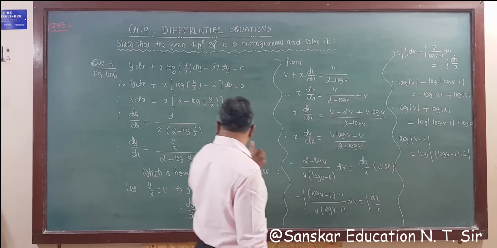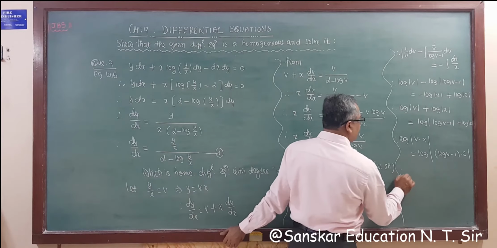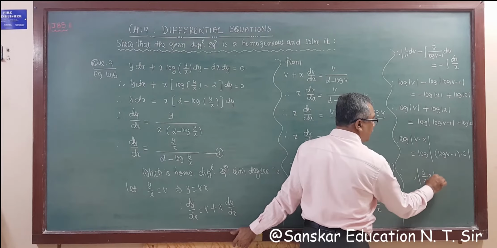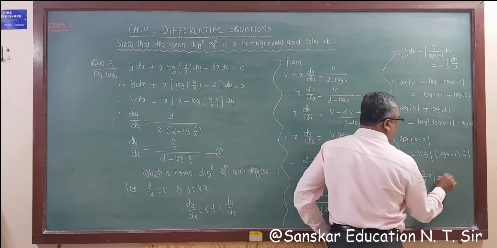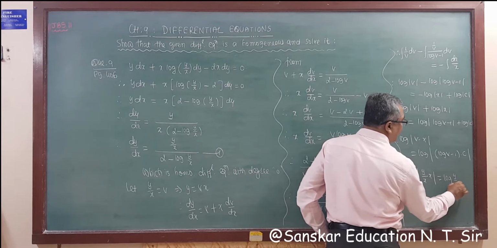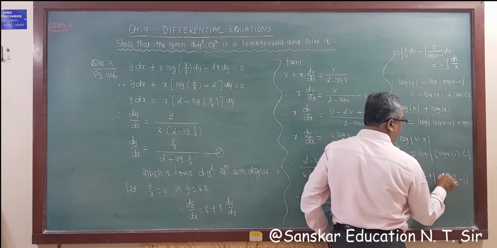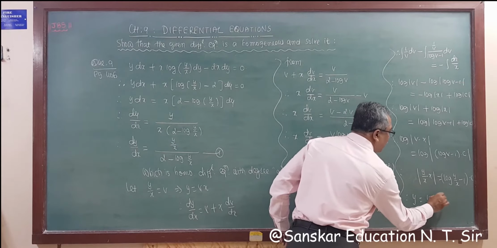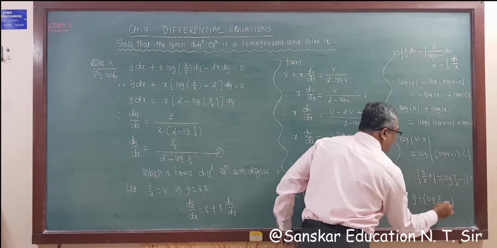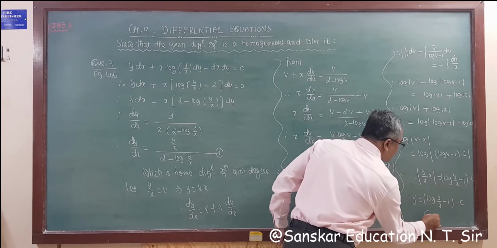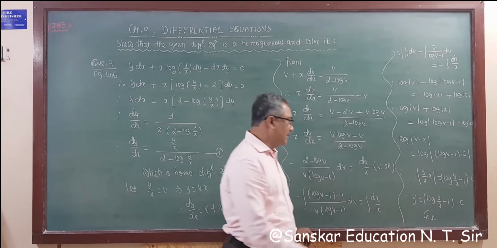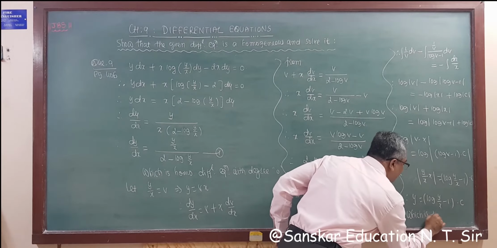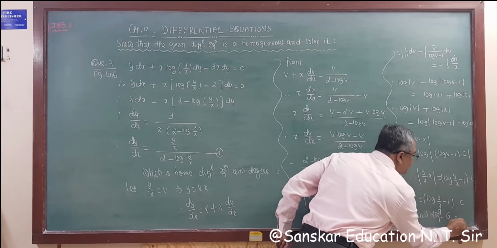the value of v as y by x, so we get log of (y by x into x), sorry, we are removing log, right? So this is equal to log y by x minus 1, right, into c. This x will be cut, so y is equal to (log y by x minus 1) into c. This is your required general solution, right? Got it?